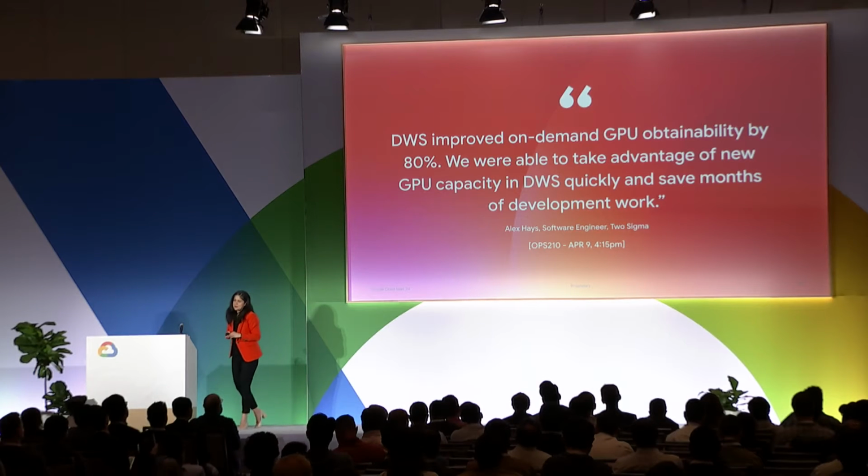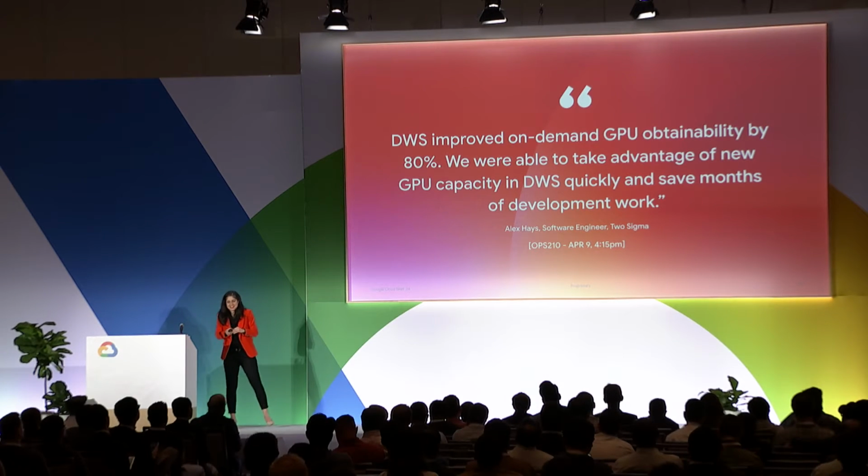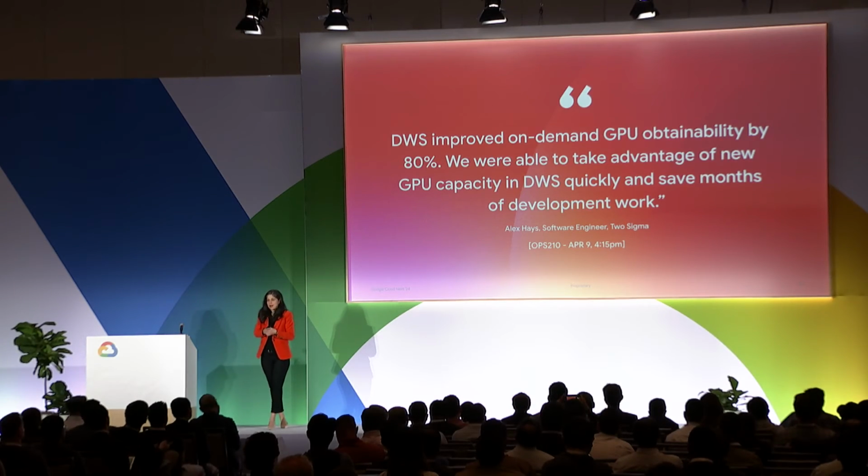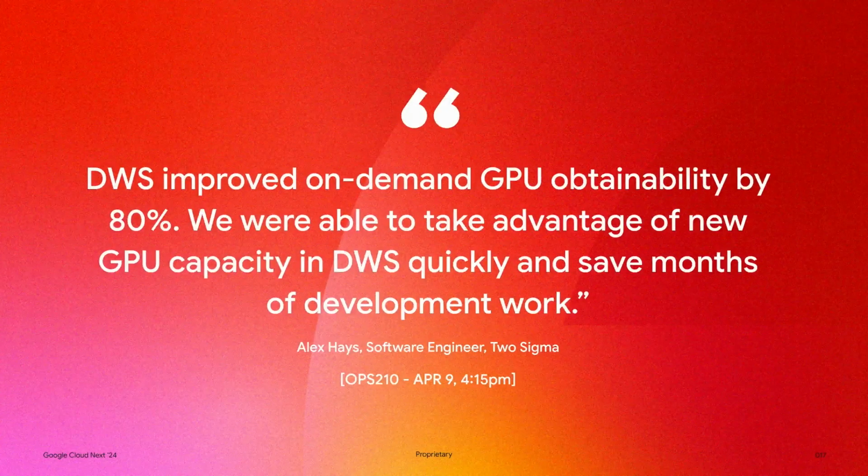I'll talk about 2 Sigma. 2 Sigma is a New York-based hedge fund that's using a variety of technology methods, including AI, ML, and distributed computing, for its trading strategies. Alex from 2 Sigma, who's sitting in the room, was one of our early adopters in DWS. When he came to us, he said, I have quota, but I can't get GPUs on demand.